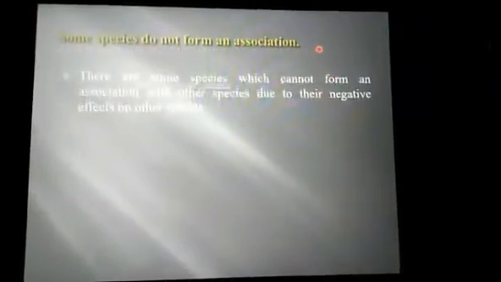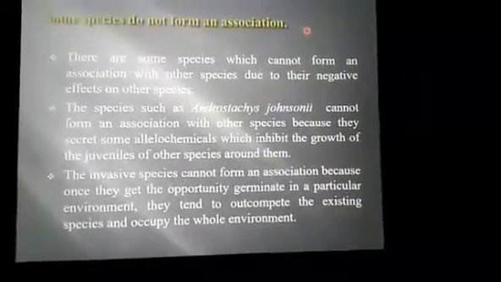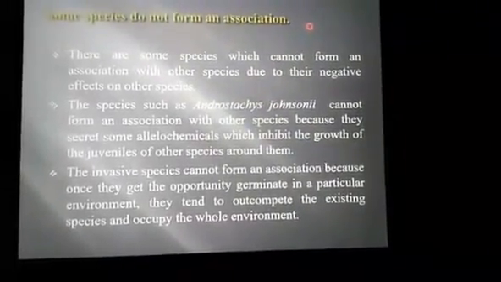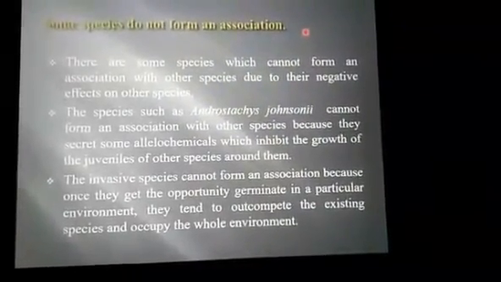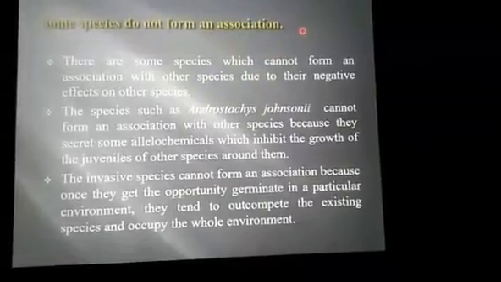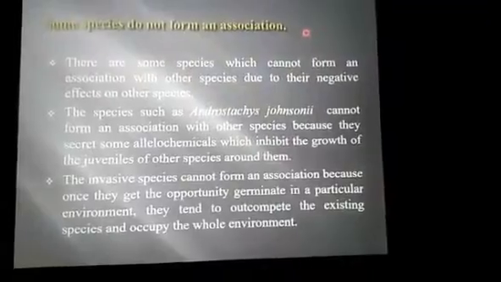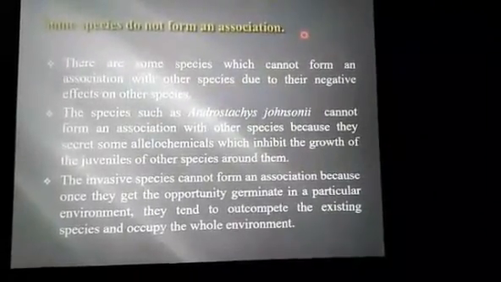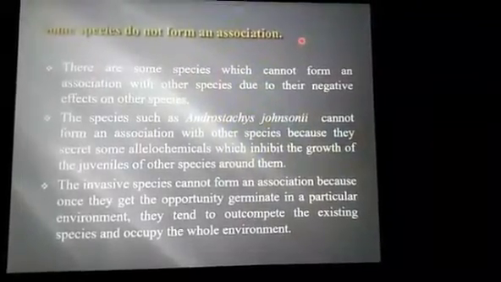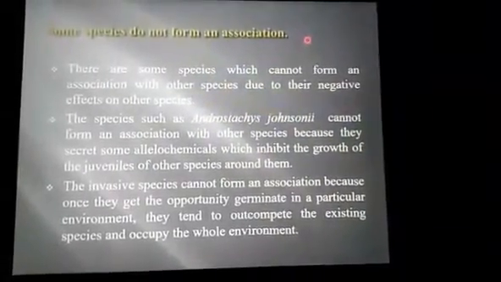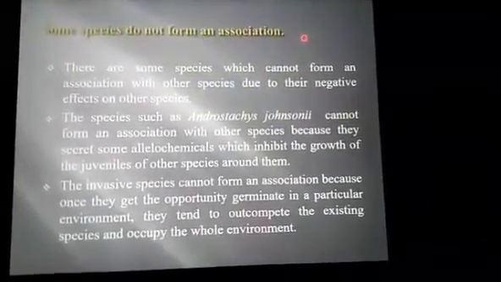And then some species do not form associations at all. For example, a species such as the Androstachys johnsonii, it is said that it cannot form any association with other species because of the allelochemicals which inhibit the growth of the other species. So if you find Androstachys johnsonii growing, you would not see any other species growing in its vicinity.